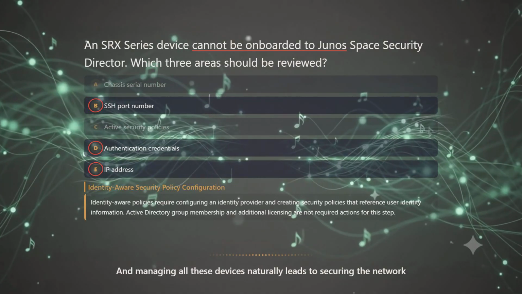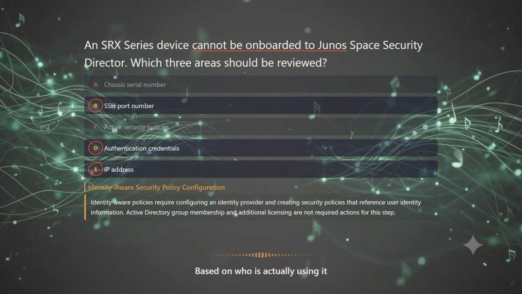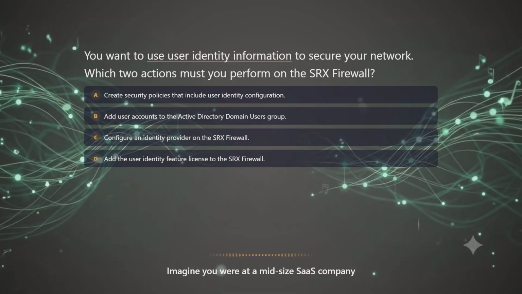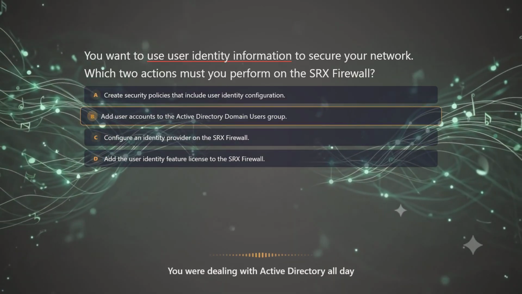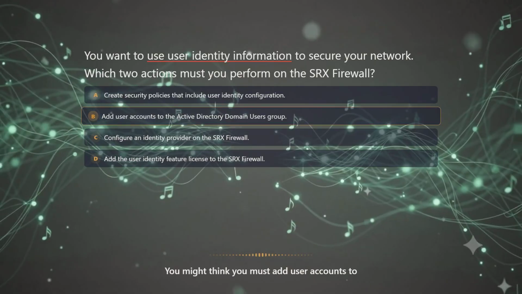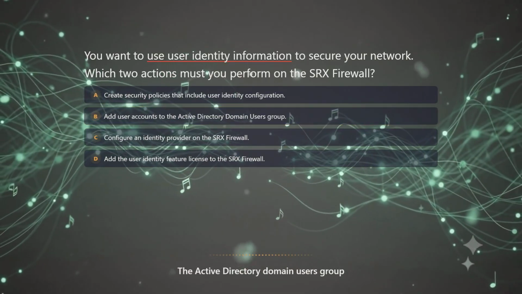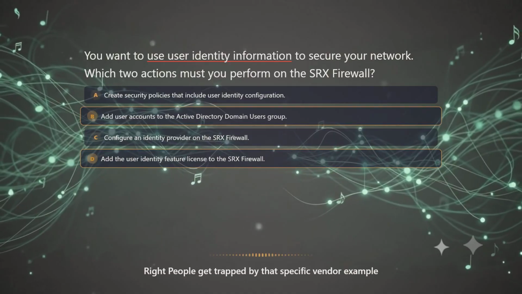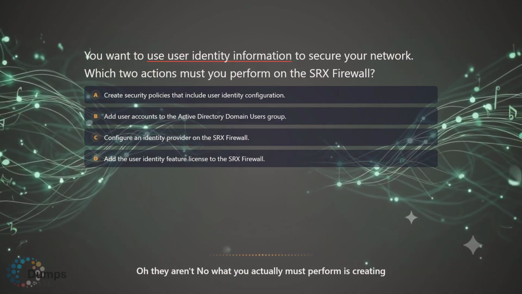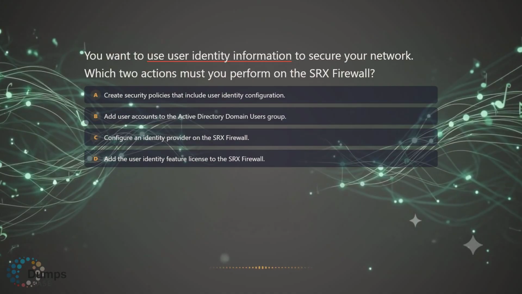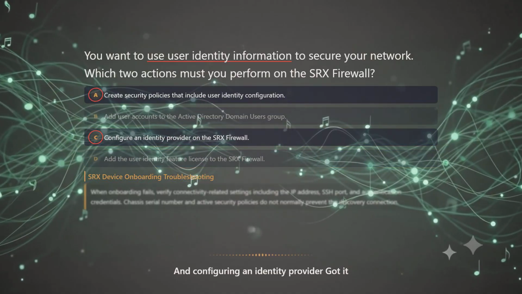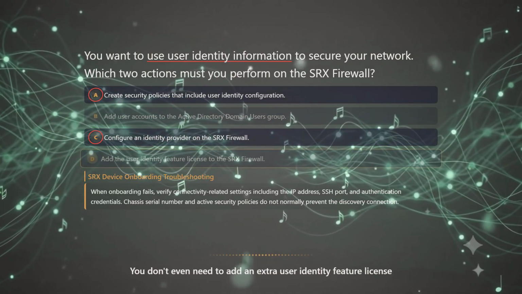And managing all these devices naturally leads to securing the network based on who is actually using it. Right. User identity information. Imagine you are at a mid-sized sauce company. You are dealing with Active Directory all day. So if you want to use identity info to secure the network, you might think you must add user accounts to the Active Directory domain users group. Right, people get trapped by that specific vendor example. Yeah, but vendor-specific AD groups are not mandatory. Oh, they aren't. No, what you actually must perform is creating security policies with user identity config and configuring an identity provider. Got it. You don't even need to add an extra user identity feature license.